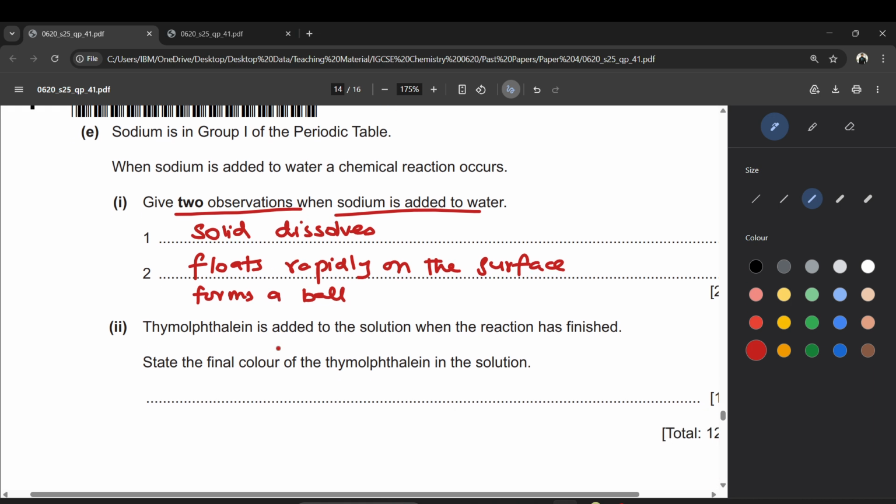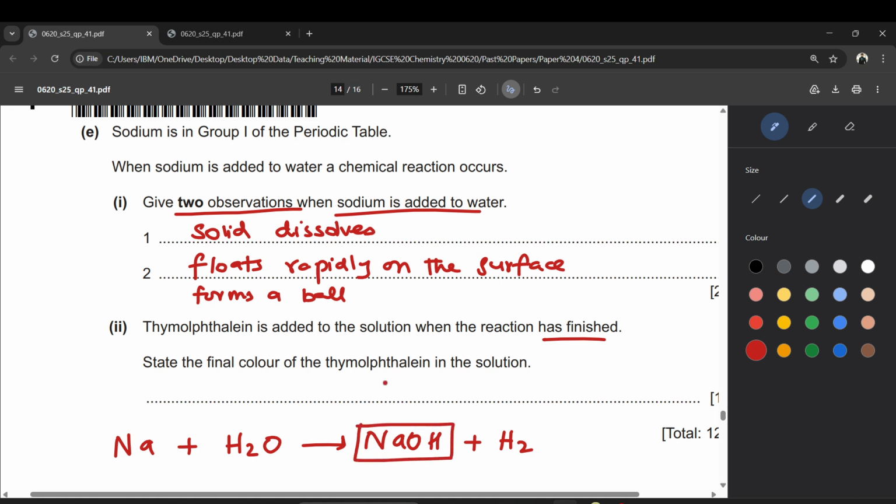The last one is thymolphthalein is added to the solution when the reaction has finished. State the final color of the thymolphthalein in the solution. First of all, we need to know what the product being formed is when sodium reacts with water. When sodium reacts with water, we get sodium hydroxide plus hydrogen gas. Because sodium hydroxide is a base and the color of thymolphthalein in a base is blue, my answer is going to be blue. This will be the final color of the solution.